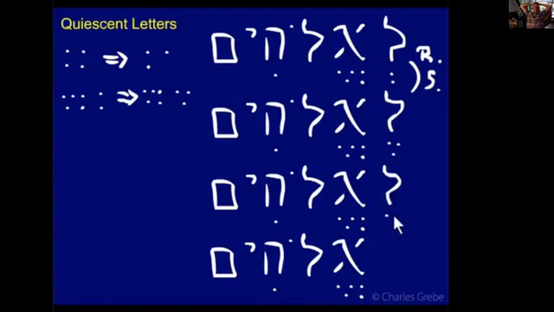So let's repeat our le here, and let's erase. If it quiesces, it loses its vowel. So we'll erase it. So this step is quiescence of the aleph. Now, what often happens with aleph, as opposed to the other quiescent letters, is that when aleph quiesces, you will frequently get, or often get, compensatory lengthening.